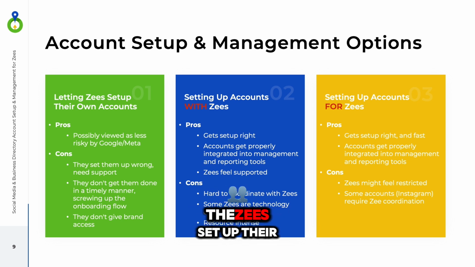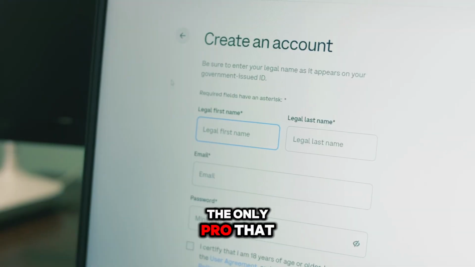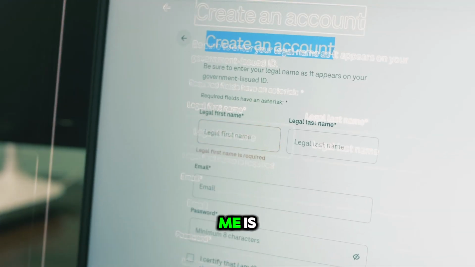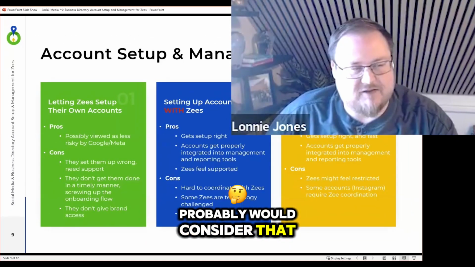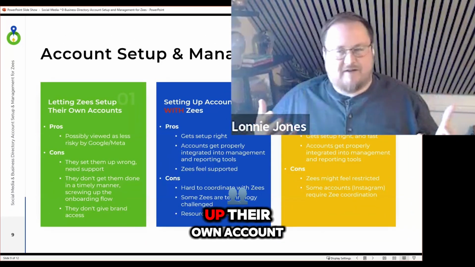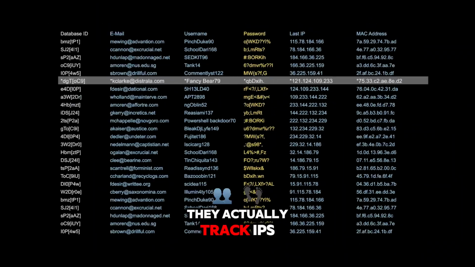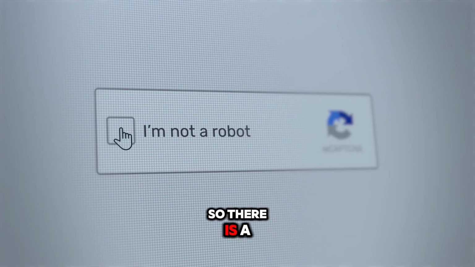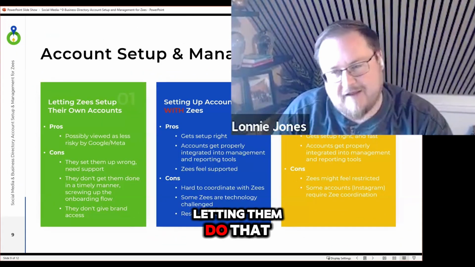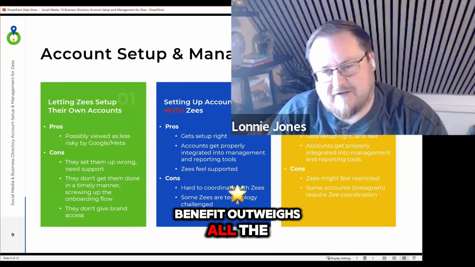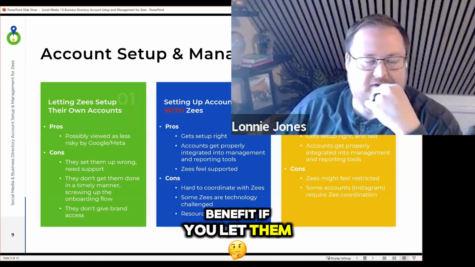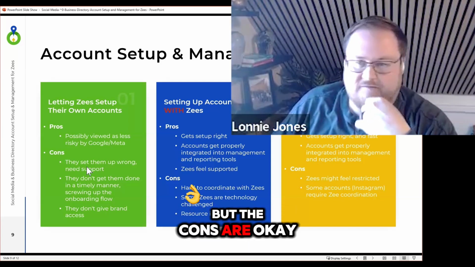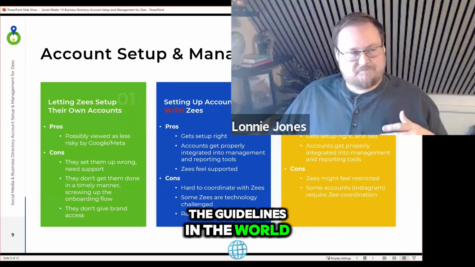So if you let the Z's set up their own accounts, okay, the only pro that really comes to mind for me is Google and Facebook actually probably would consider that less risky because it's a real person setting up their own account. They actually track IPs. They know they're a real person. So there is a level of security where there's a slight benefit to letting them do that. I don't think that benefit outweighs all the other cons, but I wanted to at least point out that there is a slight benefit if you let them do that.